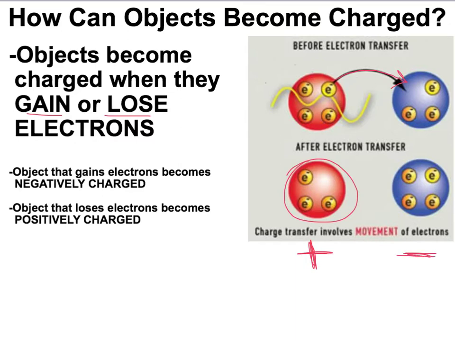So, a key thing that I need you to understand here is that an object that gains electrons becomes negatively charged. An object that loses electrons becomes positively charged. So an object doesn't become positively charged by protons moving into it. Instead, it becomes positively charged by losing electrons. Something that's less negative becomes positively charged.